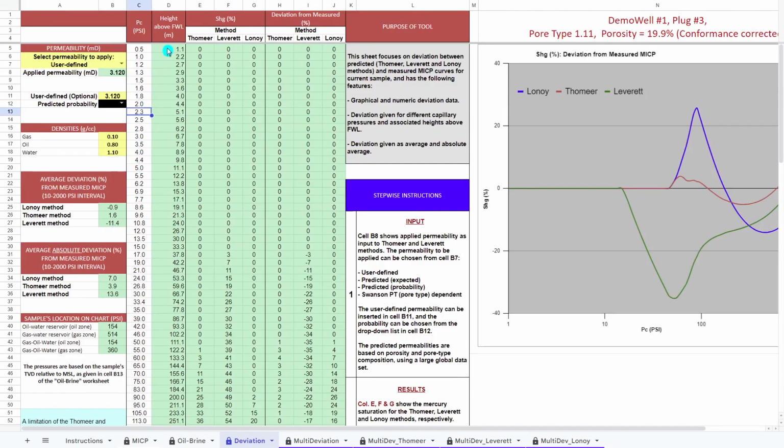Column D gives the height above free water level for a given pressure as given in column C. Columns E to G give the predicted mercury saturation for the Thomeer, Leverett and Lonoy methods, and the respective deviations from the measured data are given in columns H to J. The prediction errors are calculated for the pressure interval of 10 to 2000 psi. These deviations or prediction errors are presented in the graph.